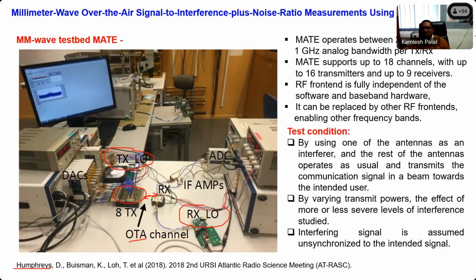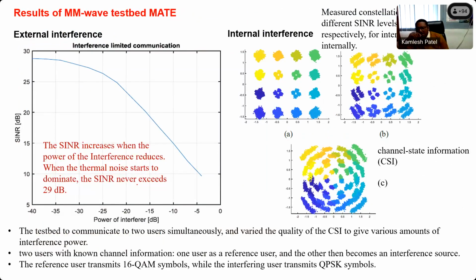So this is made to operate between 28 to 31 gigahertz. It supports up to 18 channels, and the RF front end is fully independent of the software and baseband hardware, so this can be operated at any other frequency range also. This is the communication channel they have made to operate in this millimeter wave, and on generating the interference, like increasing the value of interfere power, the value of SINR is getting reduced.